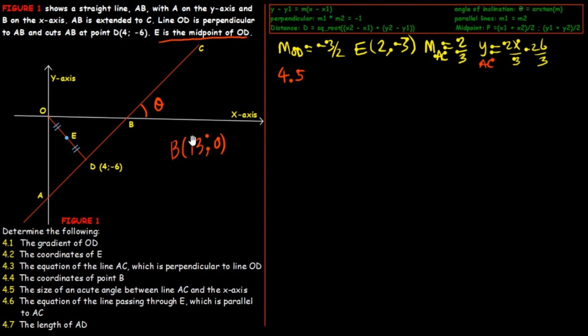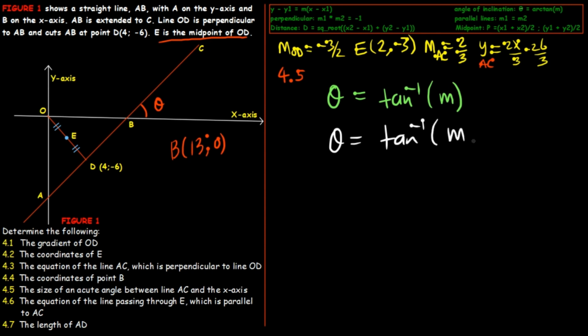We are going to use this formula here, which says angle of inclination is equal to tan inverse of the gradient of the line AC. Let's be a bit specific in this case, so let's indicate that the gradient we are dealing with is of the line AC. Let's explain this concept a bit.